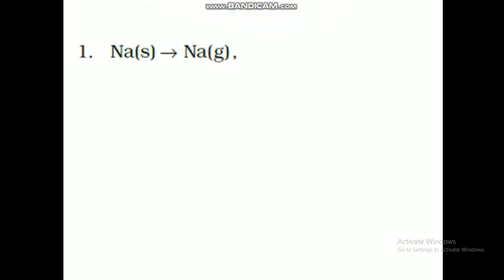The first step is sodium solid converted to sodium gaseous. The solid atom is converted to a gaseous atom, and what is the type of enthalpy there? Solid directly converted to gaseous means it's the enthalpy of sublimation. So the enthalpy of sublimation is an endothermic process of 108.4 kilojoules per mole.